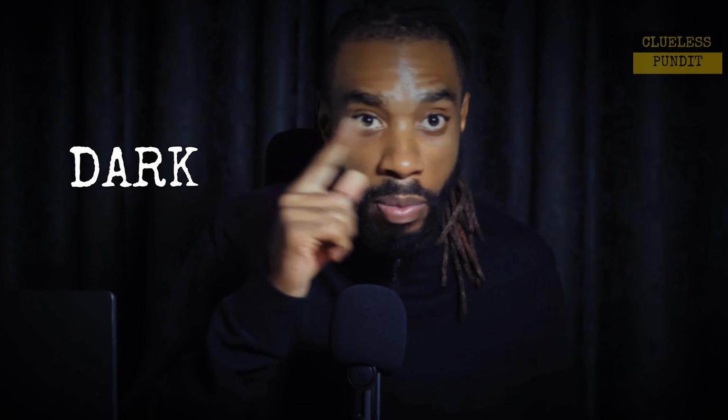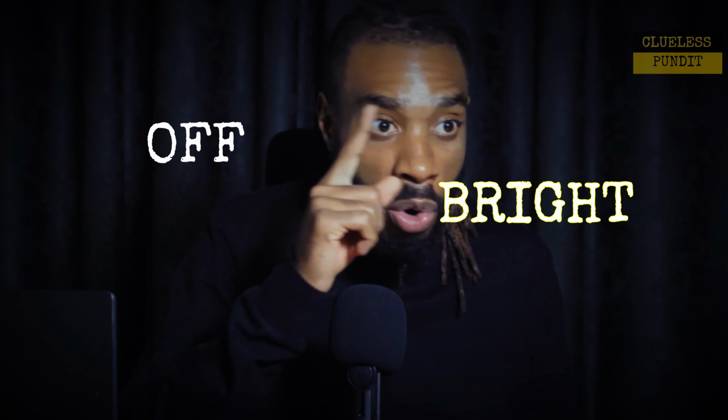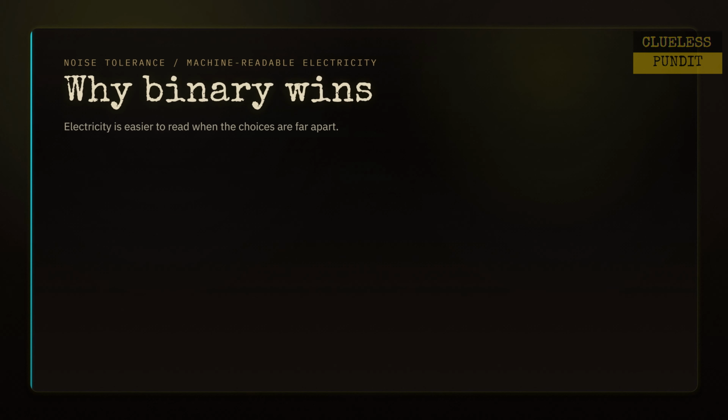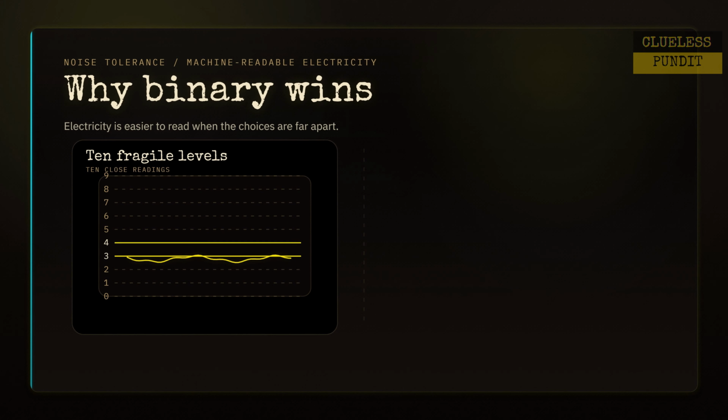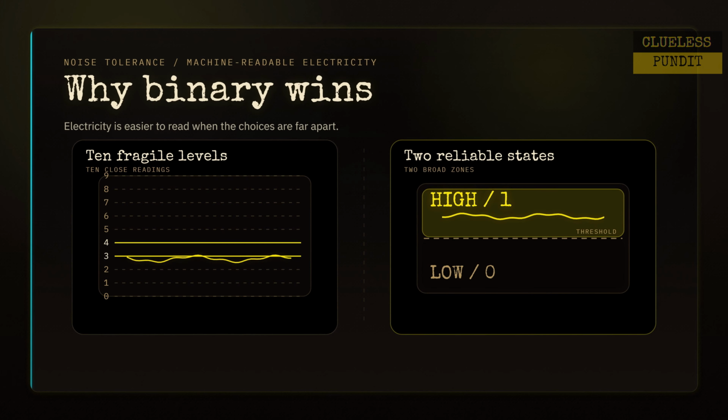Decimal electricity would require the machine to recognize 10 shades of signal. That is like trying to judge the brightness of a candle at a nightclub while the fog machine is choking the room and the strobe lights are interrogating your retinas. Binary avoids that nonsense. It gives the machine two clean options: dark or bright, off or on. The machine does not need to interpret a whole spectrum of fragile meanings. It only needs to recognize two clean states.